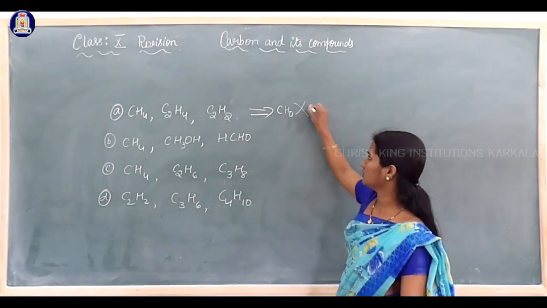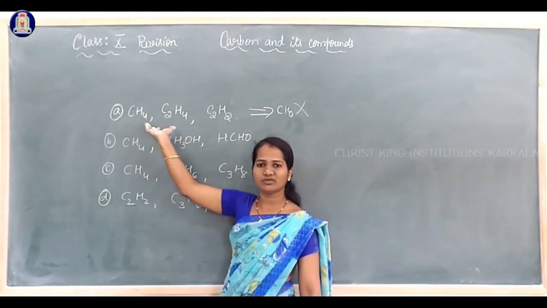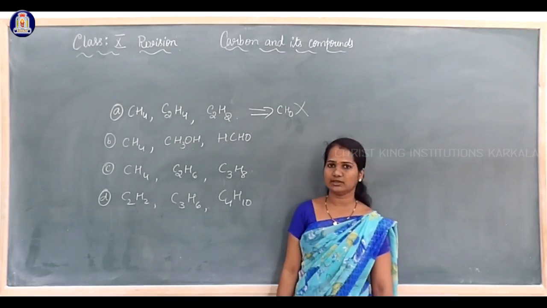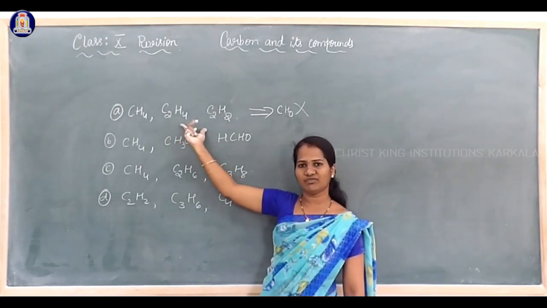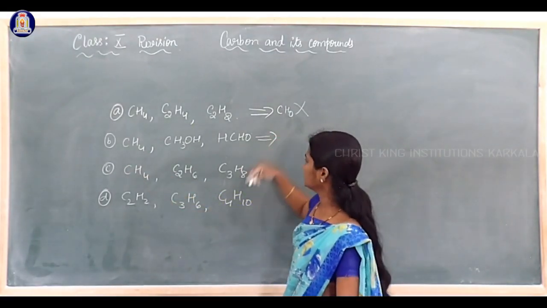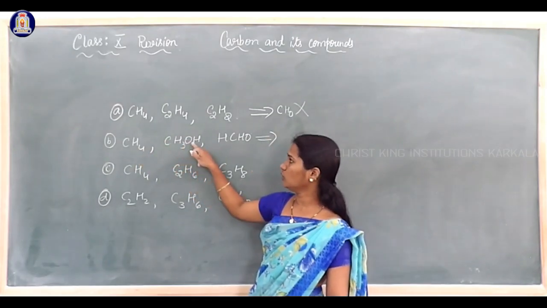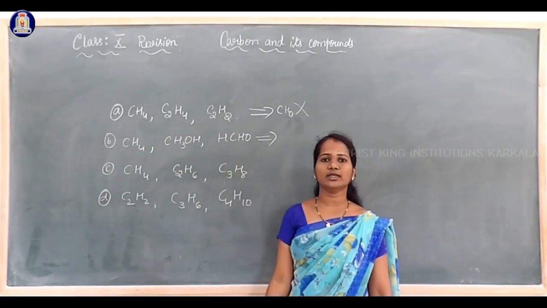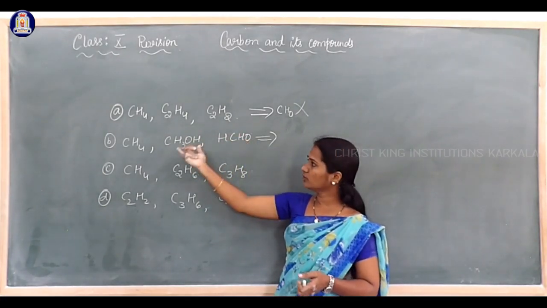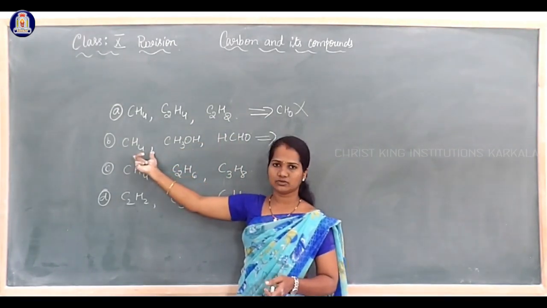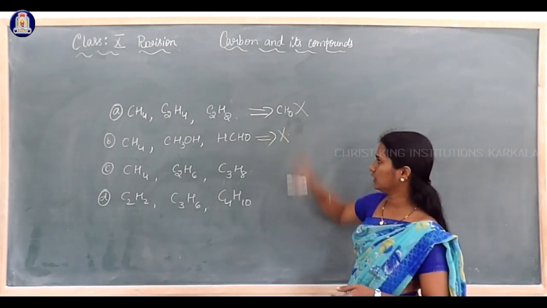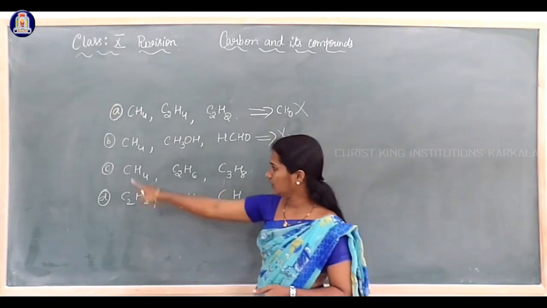So this is not the group. If the first two differences are not CH2, you can say no, they cannot form a homologous series. No need to find the next differences. Go to the second group: CH4, CH3OH, HCHO. Because this is alcohol, this is an aldehyde, and this is an alkane, it is impossible. They cannot form a homologous series.